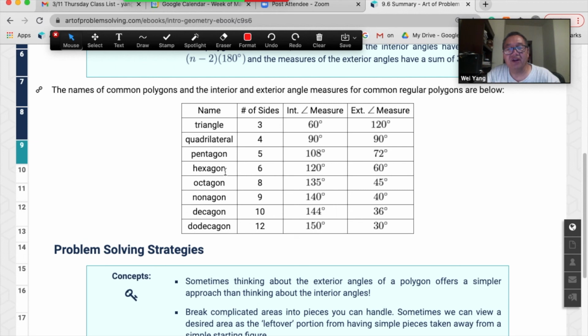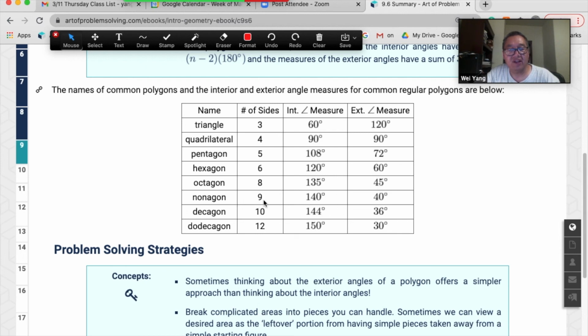Say for the hexagon, we have 6 sides. Each interior angle equals 120 degrees. Then each exterior angle will equal 60 degrees. We have 6 of these exterior angles that will give us 360 degrees. For the octagon, we have 8 sides. Each angle equals 135 degrees. Then each exterior angle will equal 45 degrees. 45 times 8 also gives you 360 degrees.